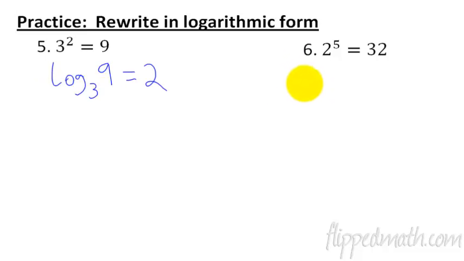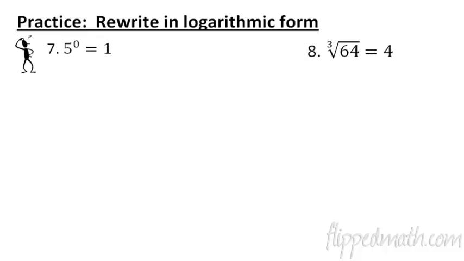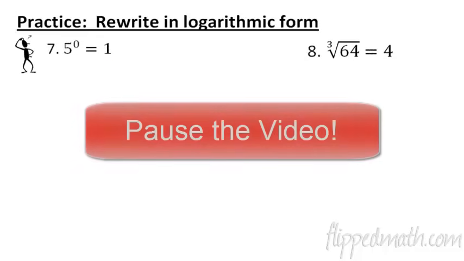So here, number 6, log base, what's the base of the exponent? It's a 2, so it's log base 2 of the other side, which is 32, equals 5. So this means 2 raised to the 5th power equals 32. That's the logarithmic form. All right, do numbers 7 and 8 on your own. Pause now.